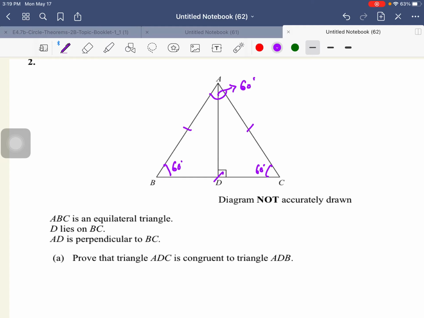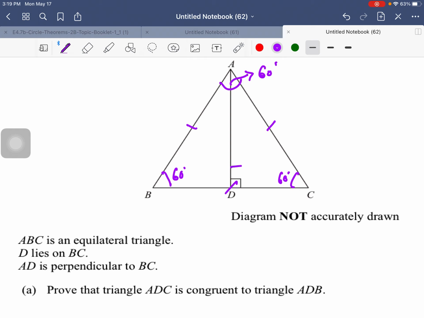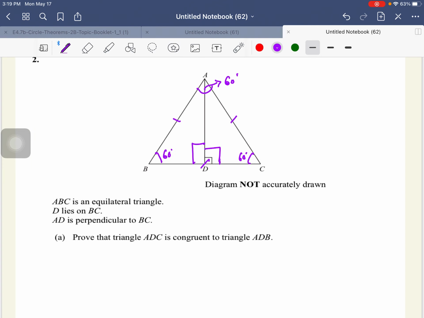Now D lies on BC and AD is perpendicular to BC. D is a point on BC and AD is perpendicular. Perpendicular means this angle is 90, that angle is 90. We don't know if D is the midpoint of BC or not. So A part, we just need to prove that triangle ADC, shaded here in green color, this triangle, is congruent to triangle ADB.